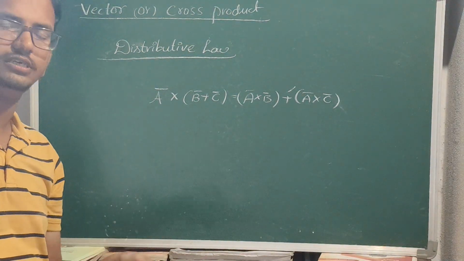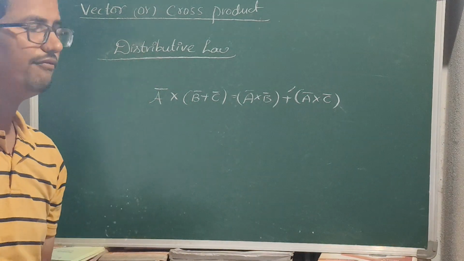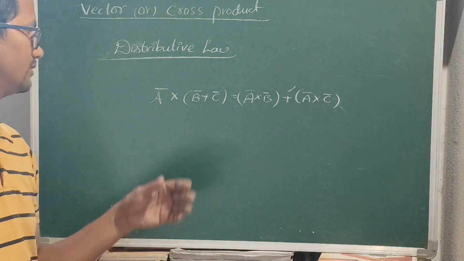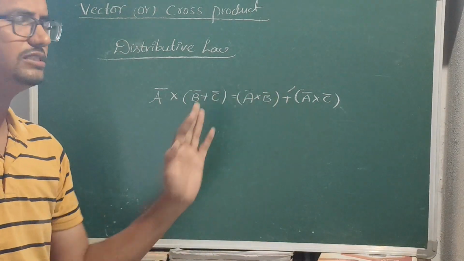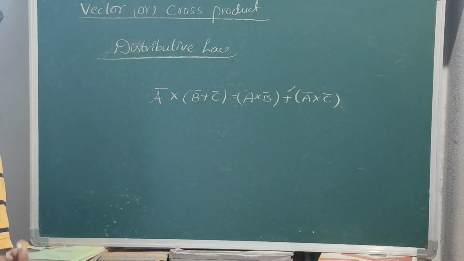Yes, the laws of vector addition we discussed, the scalar or dot product also we discussed, and the vector or cross product also obey the distributive law. When you are using the values, it gives the same result, and in the same direction also. That's where it obeys.